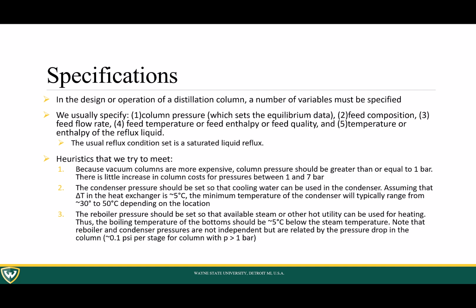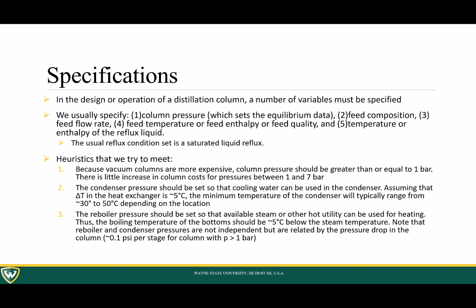Above 7 bar, we start getting a lot of safety concerns because of the elevated pressure. The condenser pressure should be set so that cooling water can be used in the condenser. If you're at a plant, there's just cooling water. You can just think of it like tap water. You want to make sure that the condenser is operating such that the tap water can be used. So if you just have water flowing through a plant, you can use that to cool down the condenser. Assuming that the change in temperature in the heat exchanger is about 5 degrees, the minimum temperature of the condenser will typically range from about 3 to 50 degrees Celsius, depending on the location.